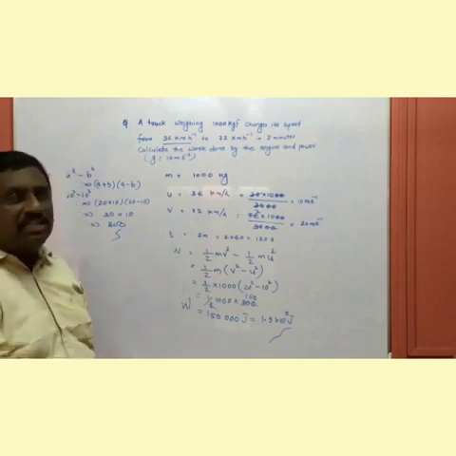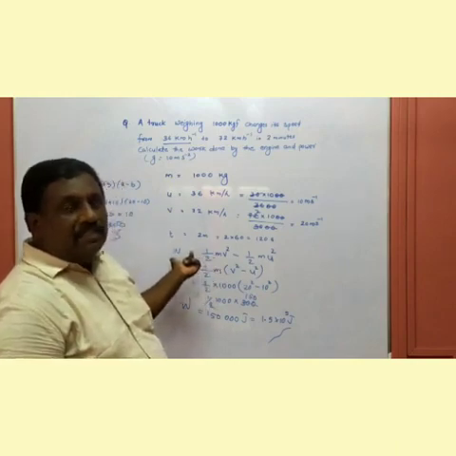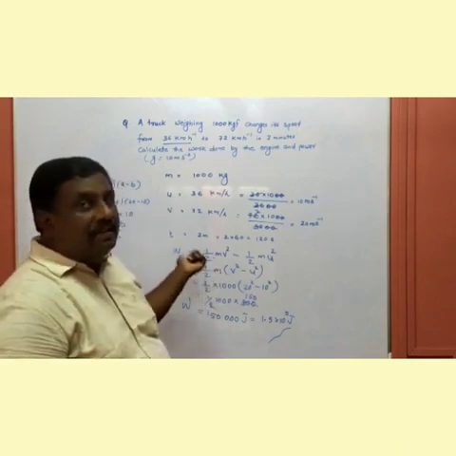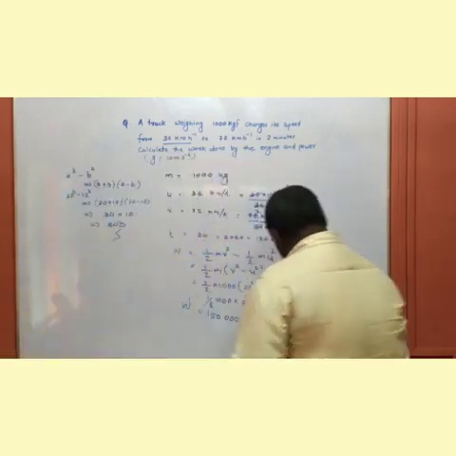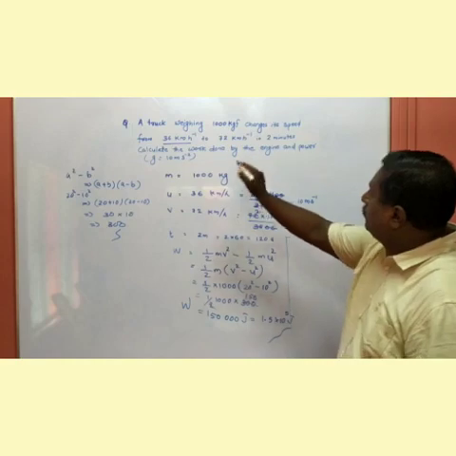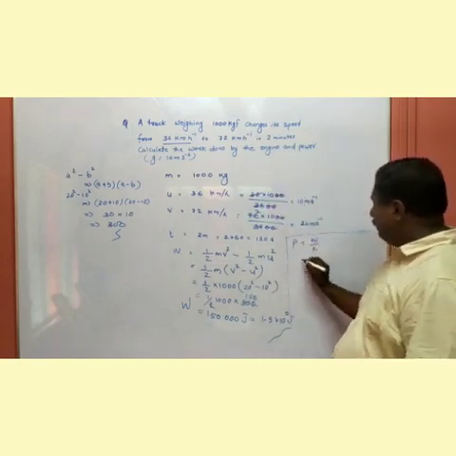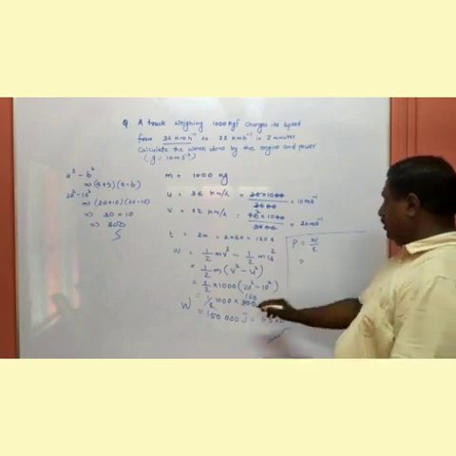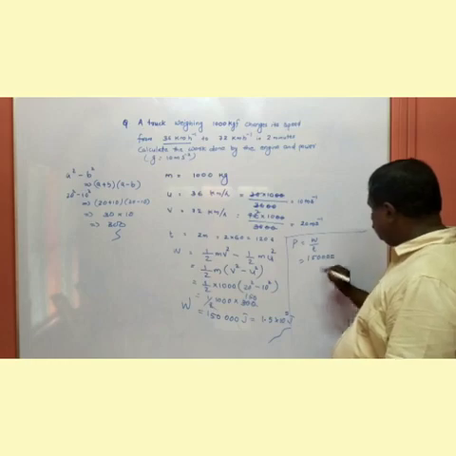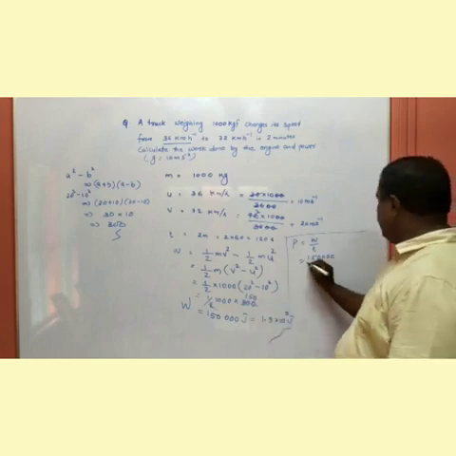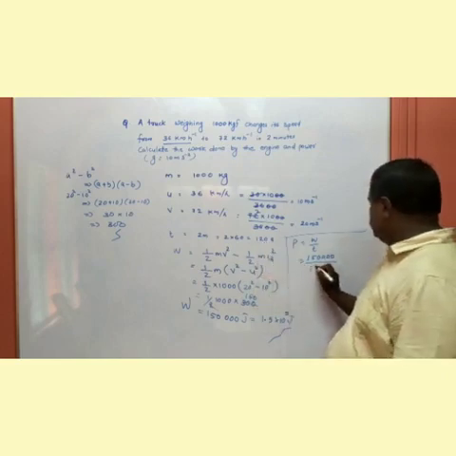Here, the work energy theorem states that work done by a body is equal to the change in kinetic energy. Then we have to go for the second part of the question. What is the power? Power is equal to work by time. We already got the value of work. Then divided by time, we already have, that is 120 seconds.